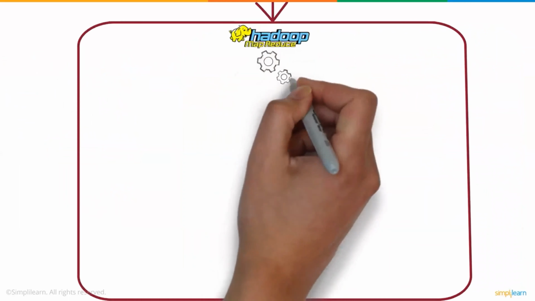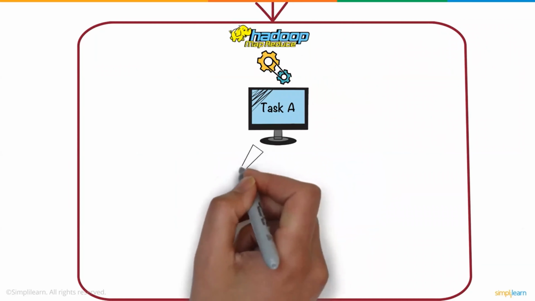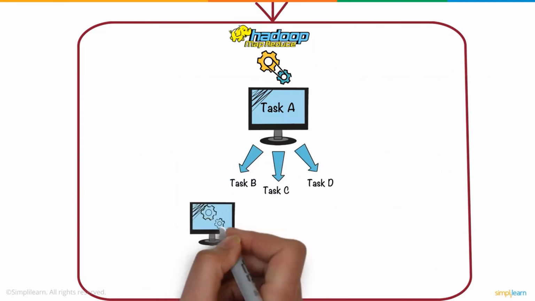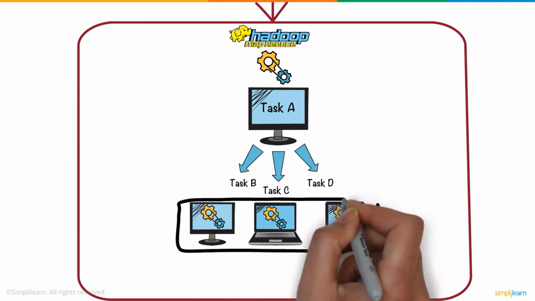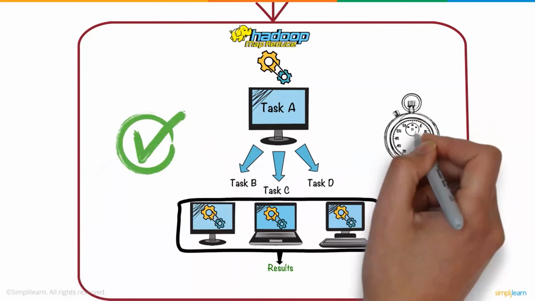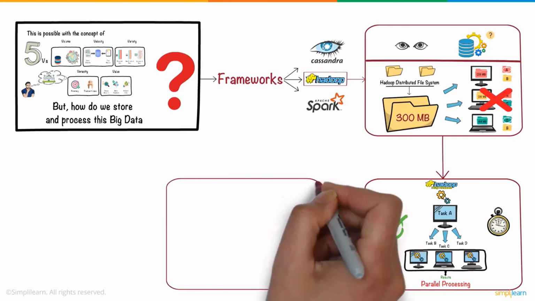MapReduce technique is used to process big data. A lengthy task A is broken into smaller tasks, B, C, and D. Now, instead of one machine, 3 machines take up each task and complete it in a parallel fashion and assemble the results at the end. Thanks to this, the processing becomes easy and fast. This is known as parallel processing.